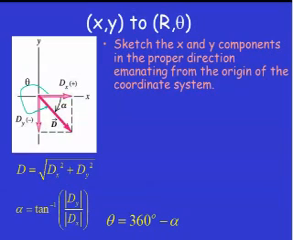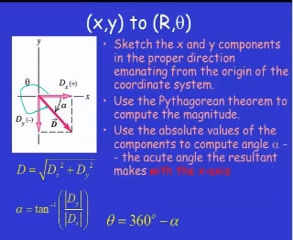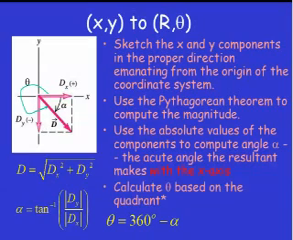Okay, so here's the mechanism. You sketch the x and y components in the proper direction, once again emanating from the origin of the coordinate system. Use the Pythagorean Theorem to compute the magnitude. Use the absolute values of the components to compute the angle alpha. It's called the reference angle. It's the acute angle that the resultant makes with the x-axis. And then calculate theta based on the quadrant. There are different rules for each quadrant.